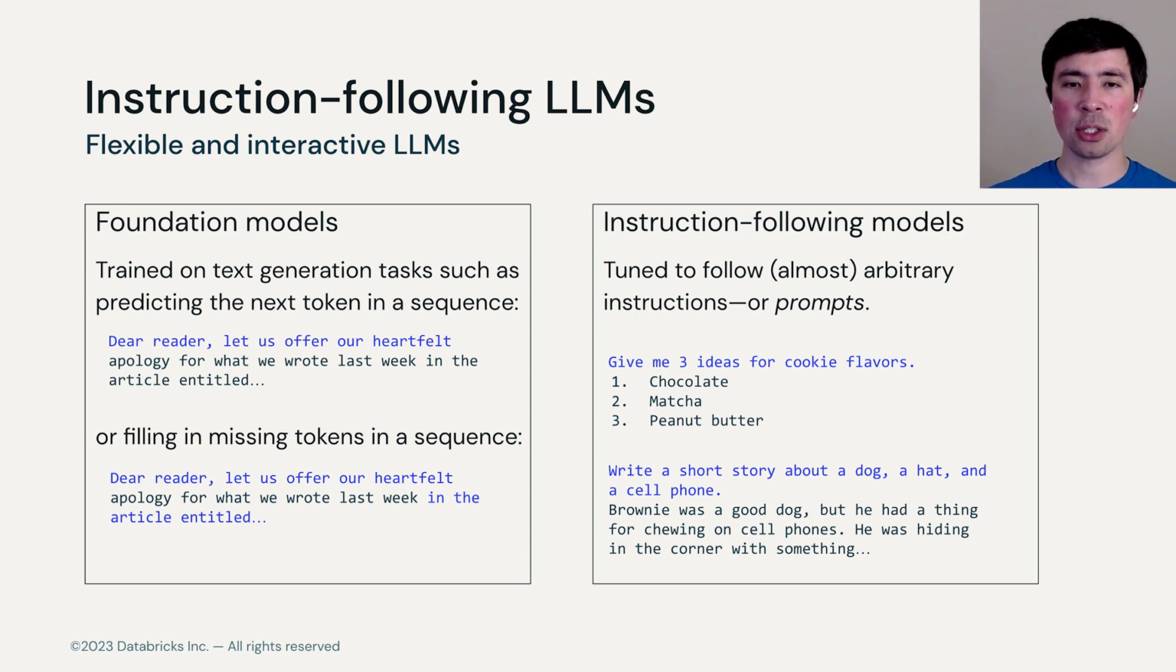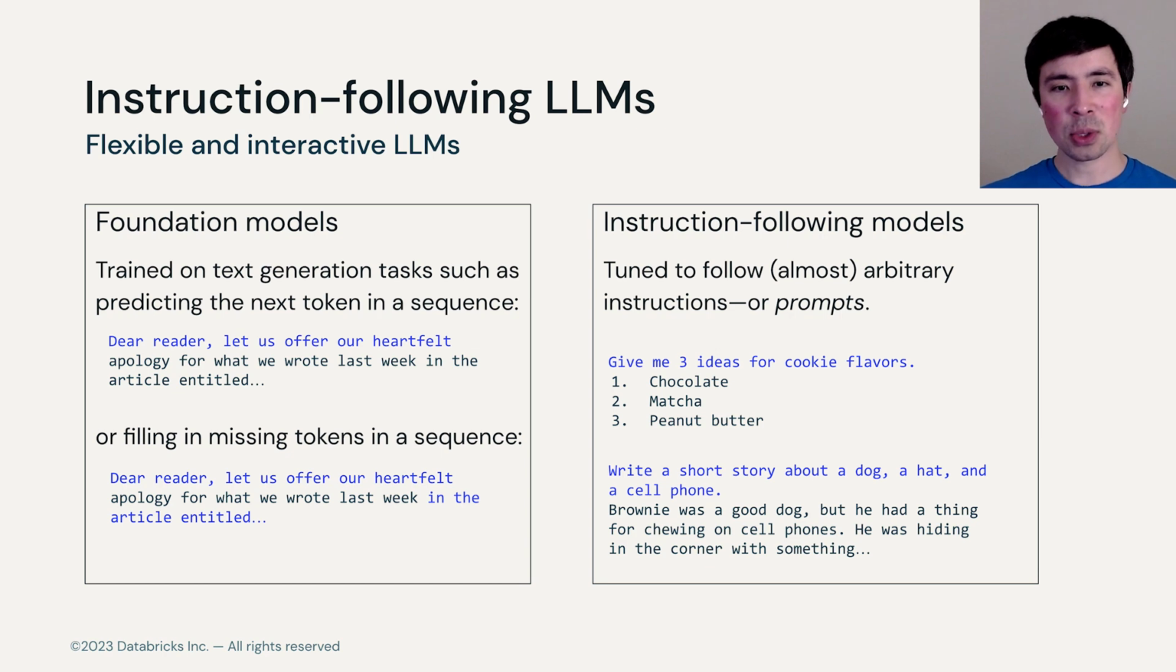Instruction-following models, on the other hand, are tuned to follow almost arbitrary instructions or prompts, so still very general, but somehow a bit more specific. Some examples might be, give me 3 ideas for cookie flavors. The LLM returns a numbered list. Write a short story about some stuff, and it returns a short story.